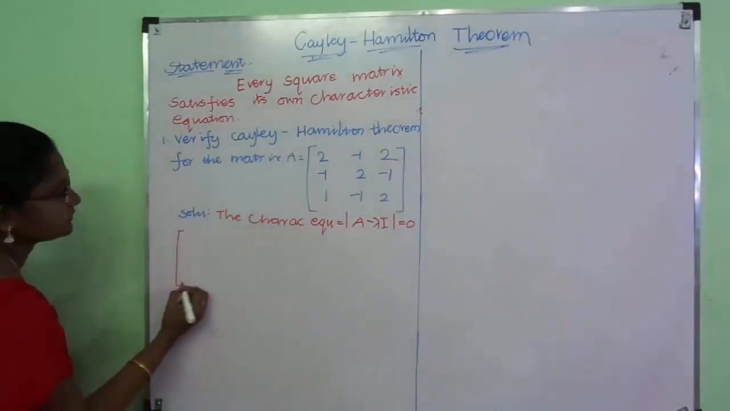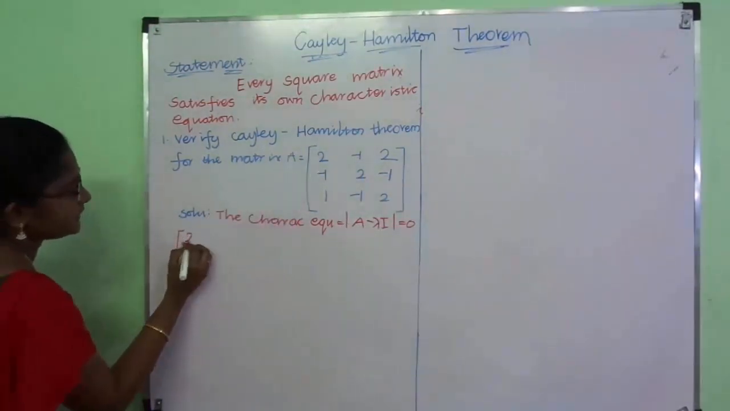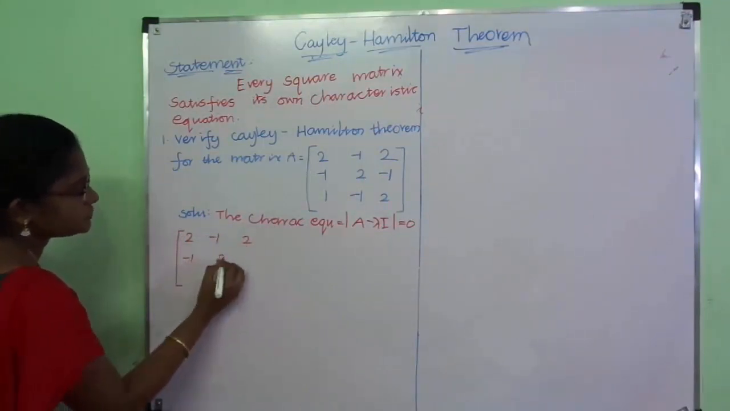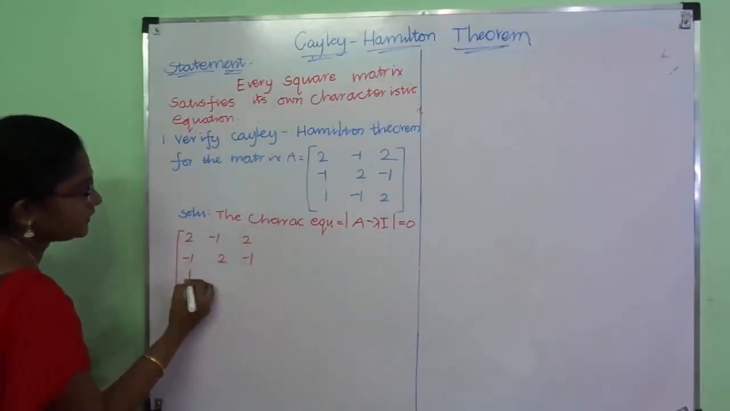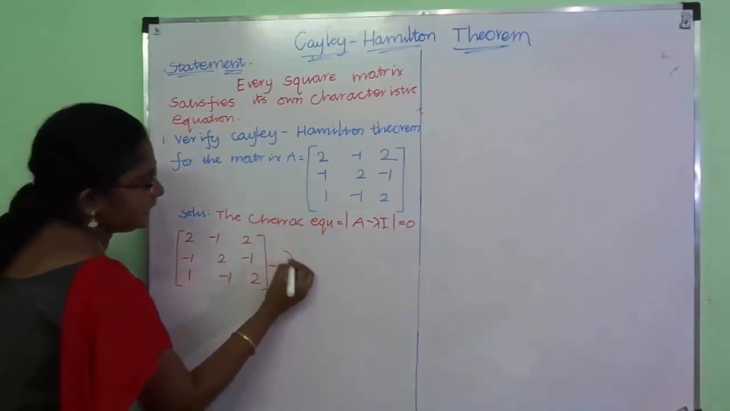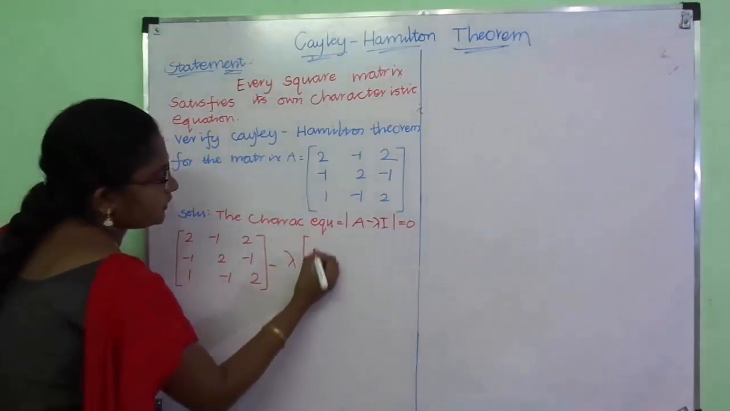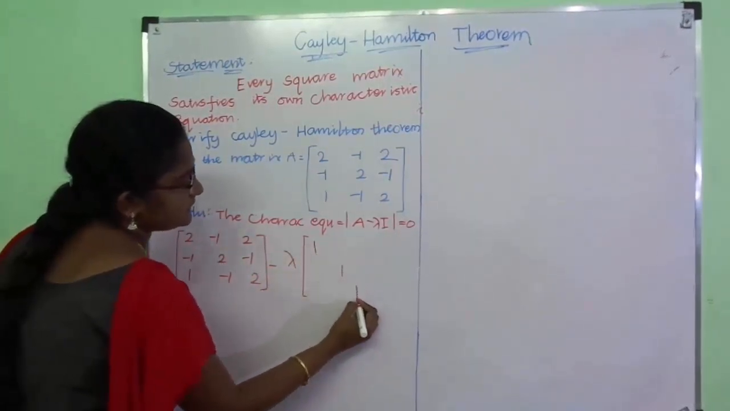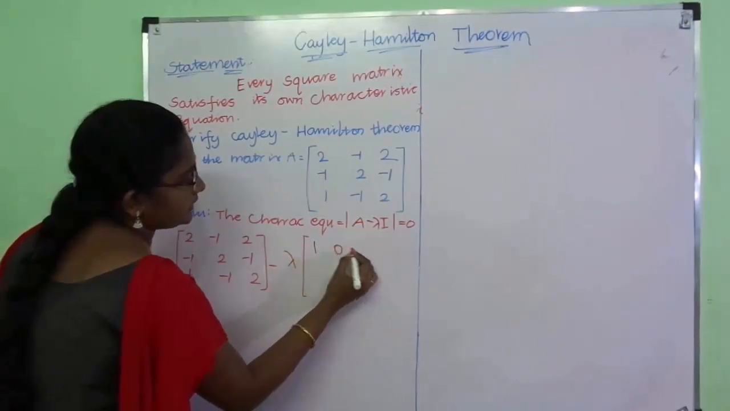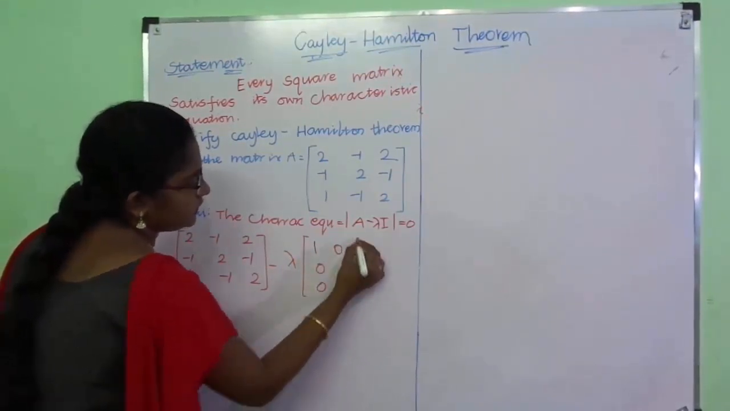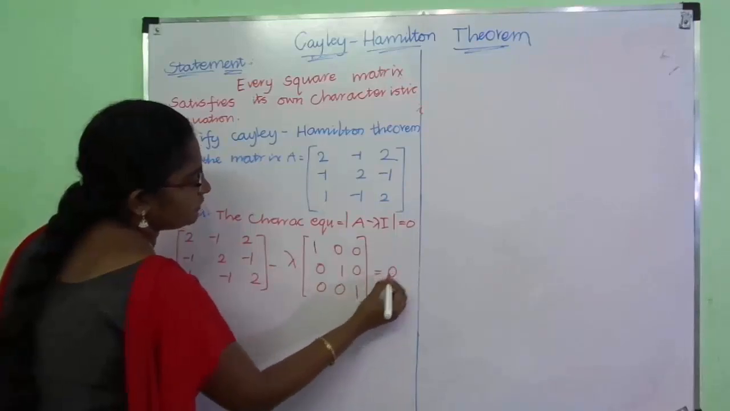Matrix A. Here is the matrix A. I am writing here 2 minus 1, 2. Minus 1, 2, minus 1, 1, minus 1, 2, minus lambda into identity matrix. In identity matrix, all the diagonal entries are 1 and remaining other elements will be 0, which is equal to 0.